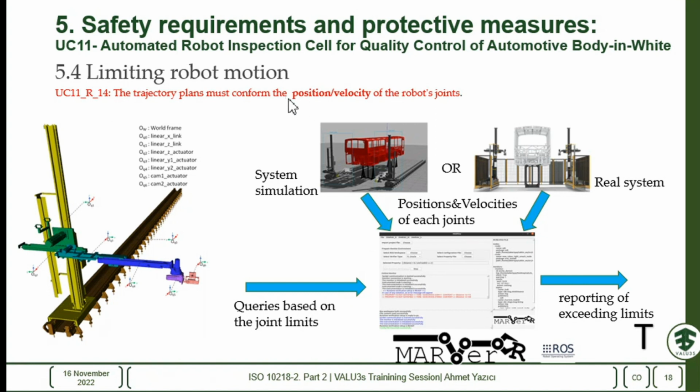So we focus on this requirement about the position and velocity concept of the robot joints. In our infrastructure it can be a real simulation system. We are currently testing on this. It can be a real system, okay? So joint limits or the robot's front side, some queries can also be put into that system.